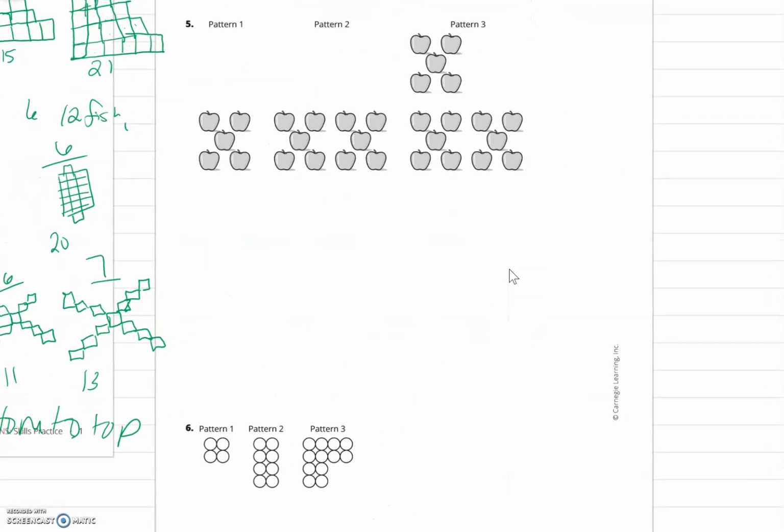It doesn't have to be specific, doesn't have to be super mathematical, but just write how many items did you add for your next 3 patterns on number 5 and number 6. Happy mathing and happy drawing.